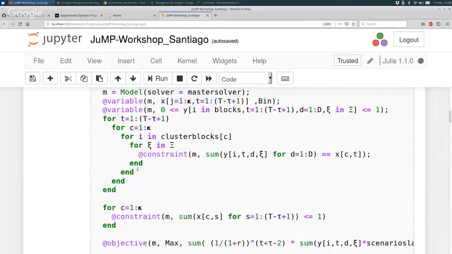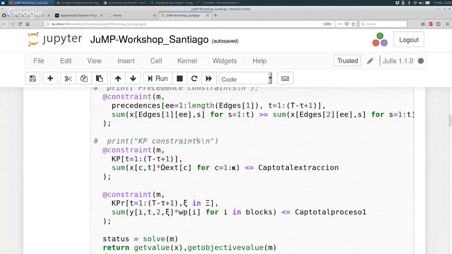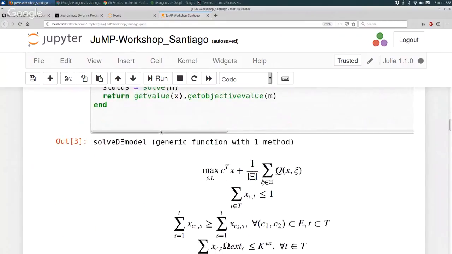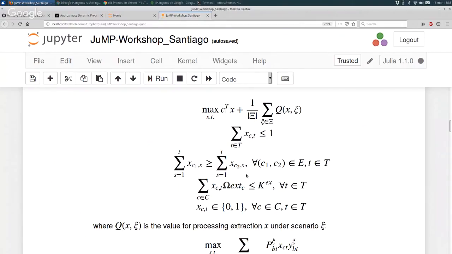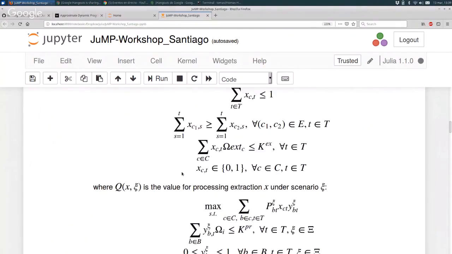Okay, so I'm going to go through this. This one is slow because it's the equivalent deterministic formulation of the model, right? So it's very hard to solve, especially for a stochastic case. This is the Benders decomposition.